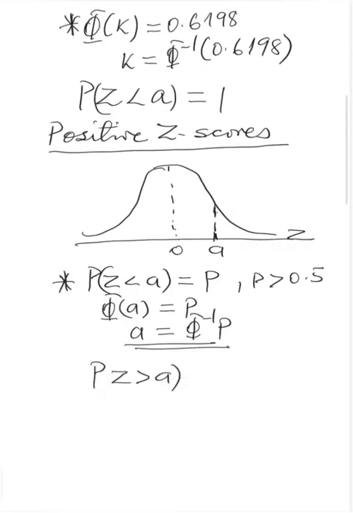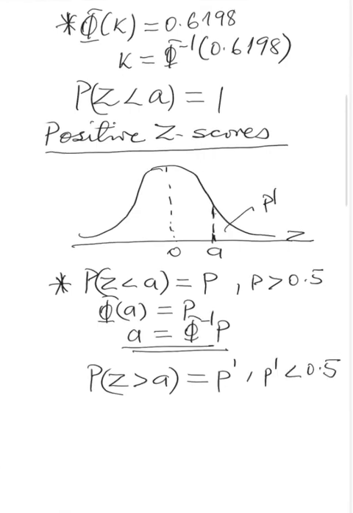If instead I have the probability p prime, which is the one on the right, and I need to find the z-score, for a to be positive, this other probability p prime should be smaller than 0.5. You can see that that value is smaller than 0.5. It is a very small probability. So if I have the greater than inequality and my probability value is less than 0.5, it means that that z-score would be a positive value.